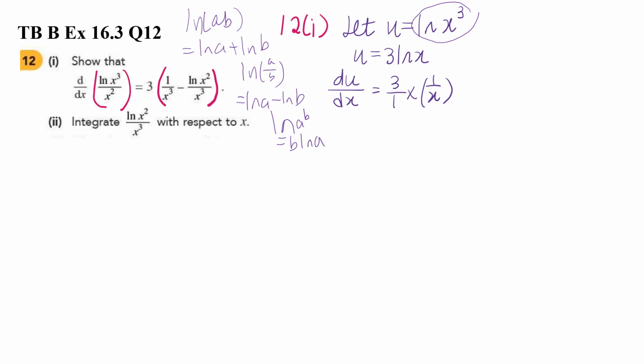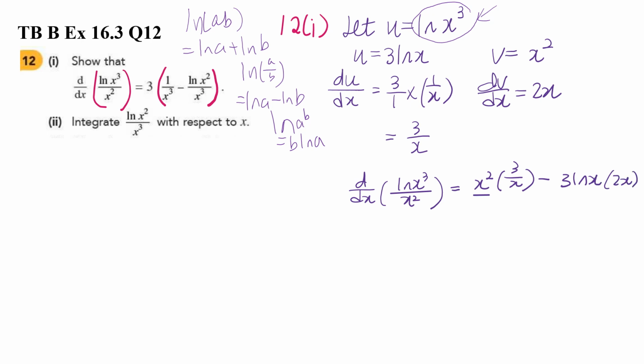So this is what I've used, the power one. Bring the power down to get 3 ln x, and I just need to differentiate ln x. 3 is a constant, so I will get 3 times 1 over x. That's for u, and v is x squared, so dv over dx is 2x. So put into your quotient rule: v du over dx minus u dv over dx, over v squared. That's the quotient rule.